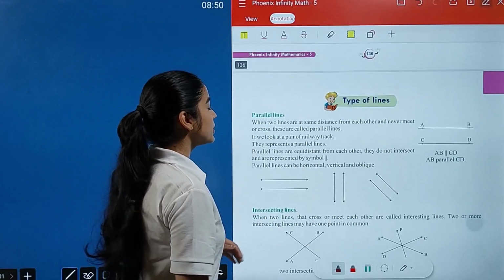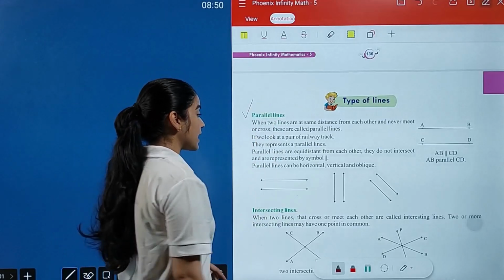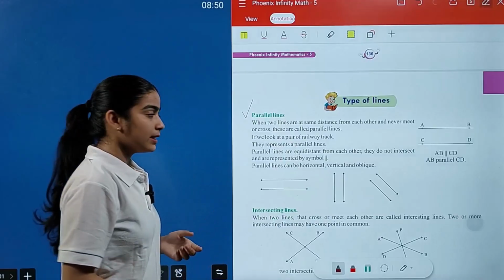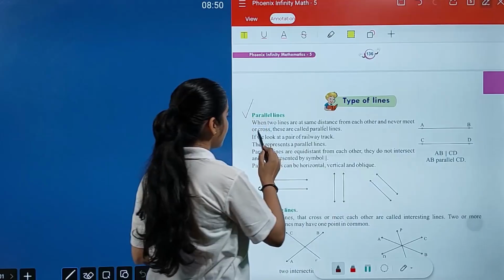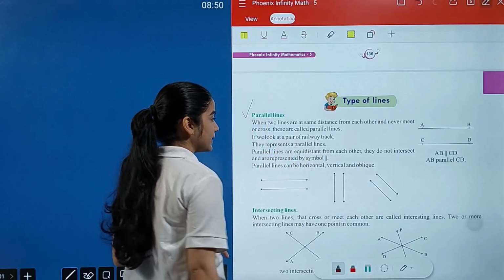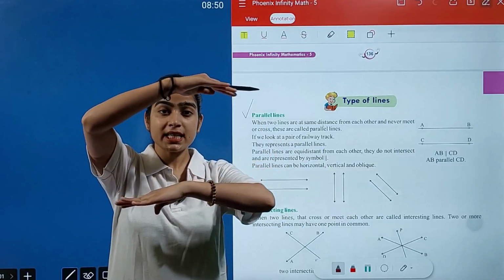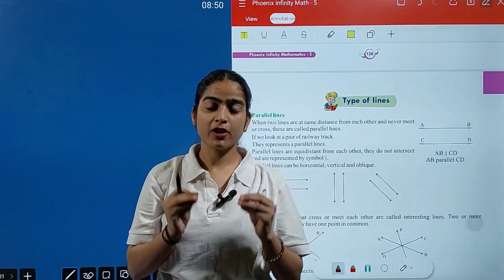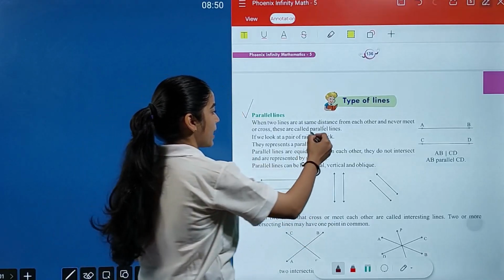Now we are going to learn about the types of lines. The first type of lines we have is parallel lines. What does it mean by parallel lines? When two lines are at the same distance from each other and never meet or cross, these are called parallel lines. Two lines like this, if we extend them further, they never cross each other, they never overlap each other. These are your parallel lines.